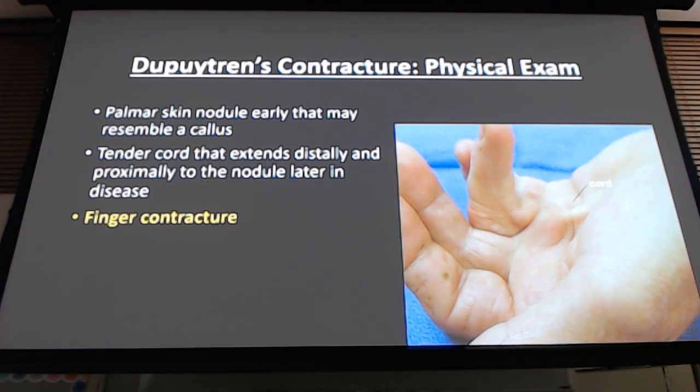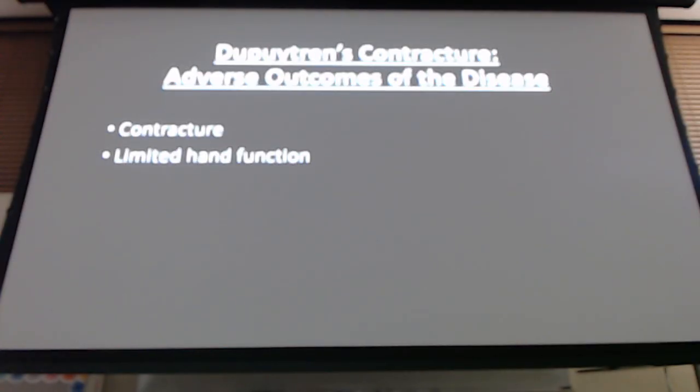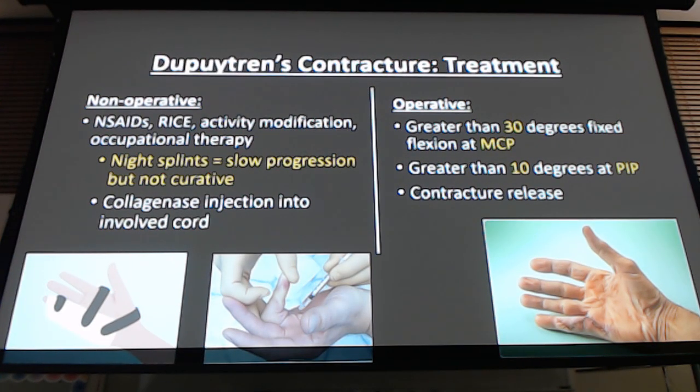Okay, but once it's long-standing, they get that look of what's called a cord. It looks like a thickened cord. Okay, so that's Dupuytren's. And if it's a fixed position and the finger is in that position, that's called a contracture, correct? So if the scenario gives you a finger contracture, Dupuytren's should be at the top of the list. Okay? Good to go? Yes. Contracture, limited function. So, NSAIDs, RICE, activity modification, occupational therapy.